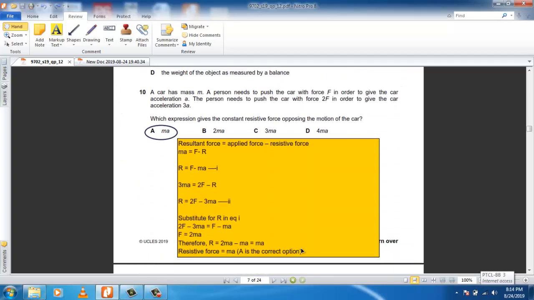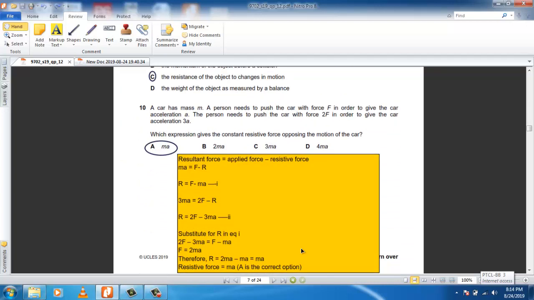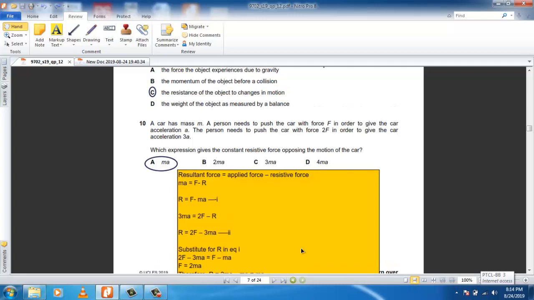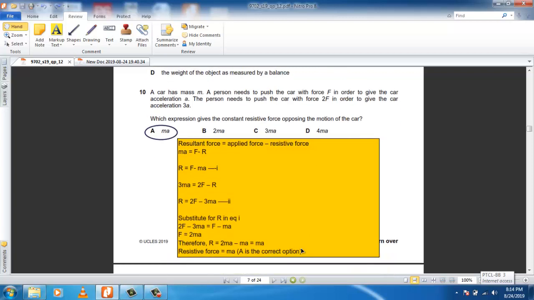Question number 10 says that a car has mass m. The person needs to push the car with force F in order to give the car acceleration A. The person needs to push the car with force 2F in order to give the car acceleration 3A. What expression gives the constant resistive force opposing the motion of the car? That's quite simple. Resultant force is applied force minus resistive force. Ma equals F minus R.